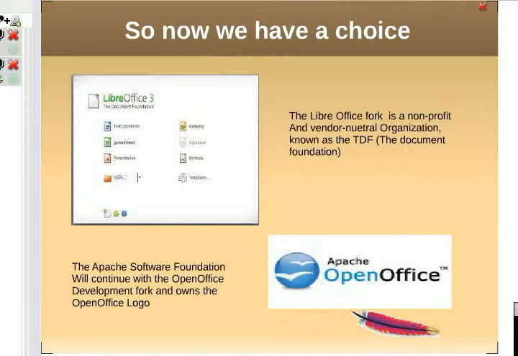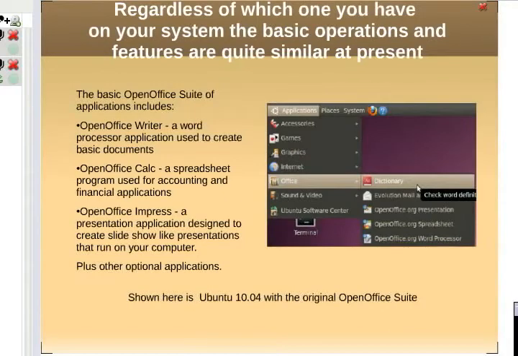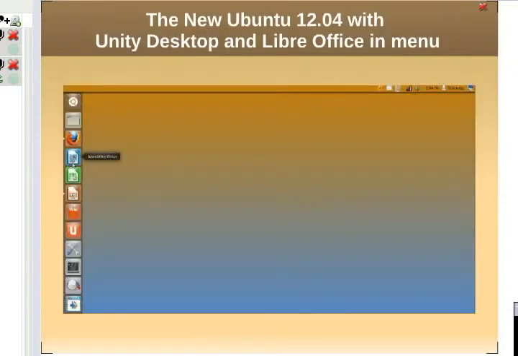Regardless of which one you have on your system, you're going to find that the basic operations are very similar. So if you know how to use one, you should have little trouble adjusting to and using the other one. If, of course, you happen to be using the newer Ubuntu with the Unity desktop, now called the Ubuntu desktop, the official Ubuntu desktop, you'll find your OpenOffice applications are right there in the menu following your installation.